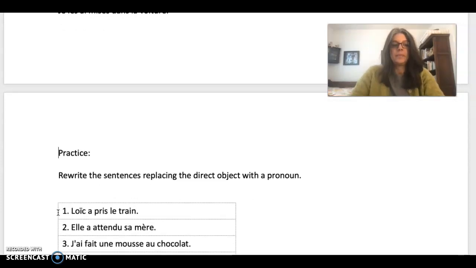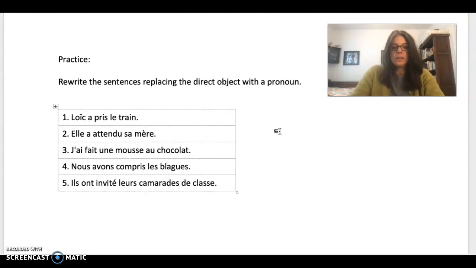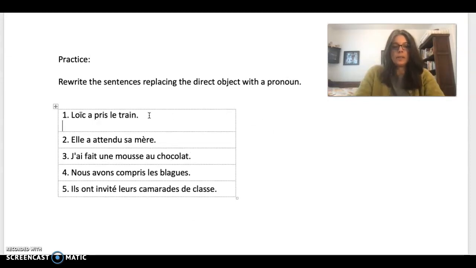All right. So here's some practice. Oh, something happened to my table, so I'm just going to do the answer down here. Okay. So we're going to rewrite the sentences and replace the direct object with a pronoun. All right, so our first sentence is Loïc a pris le train. So Loïc took the train.